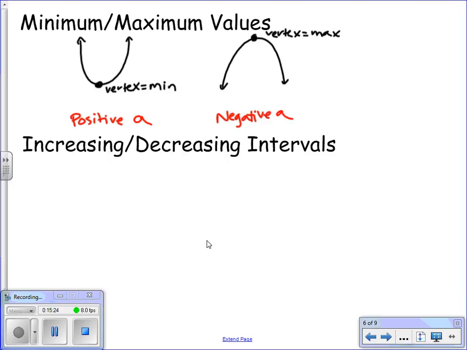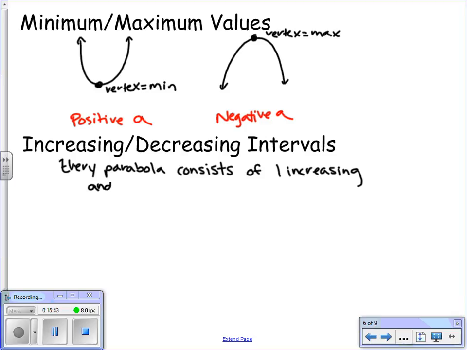Now, increasing and decreasing intervals. Every parabola consists of one increasing and one decreasing interval. And that is always split by your vertex or axis of symmetry.